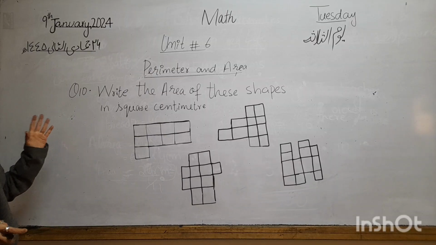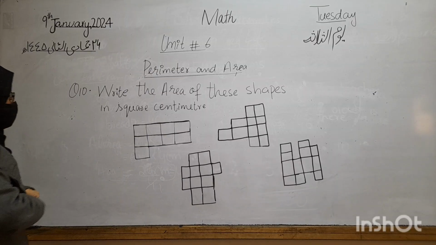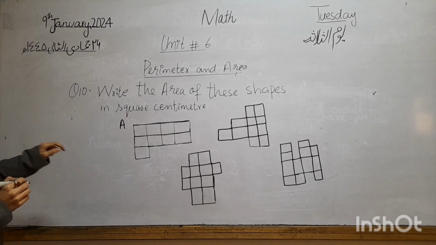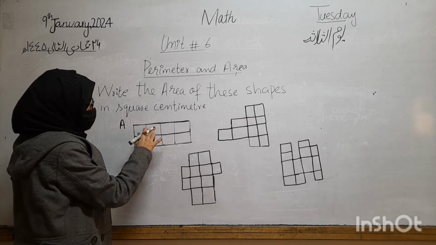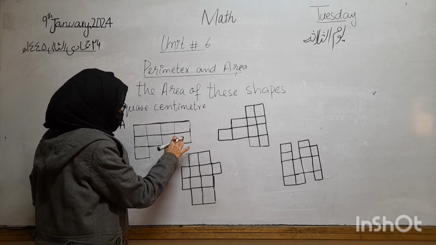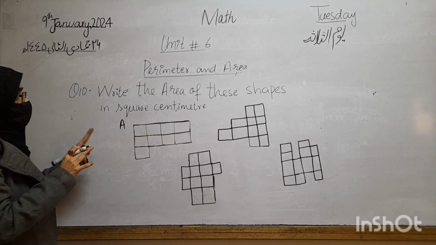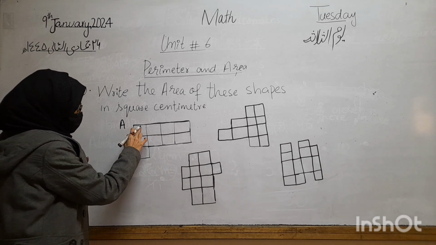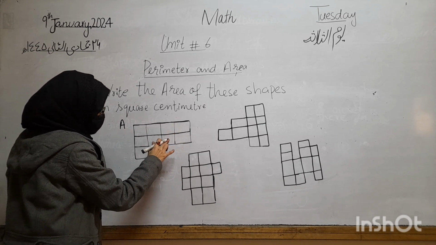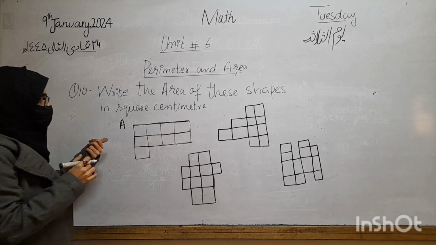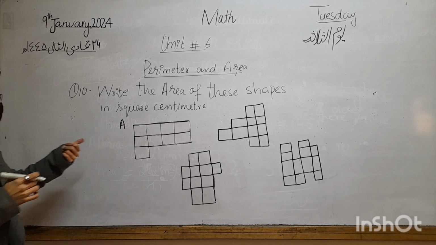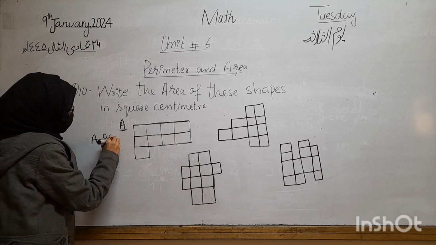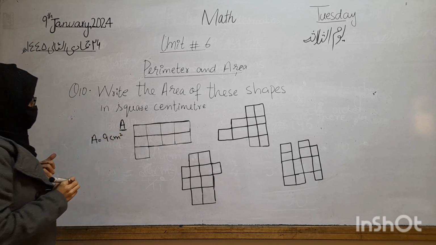In question number 10 we have different figures, and in A part we have 1, 2, 3, 4, 5, 6, 7, 8, 9 squares. And what is the area, class? Area is the inside surface of the shape. So this is the inside surface of these squares. So how many squares in this? In this, 9 squares. Area of A figure is 9 centimeter squares.